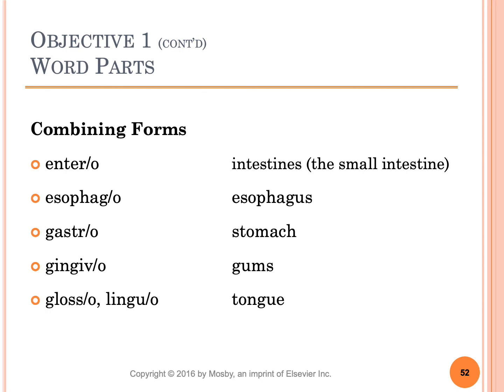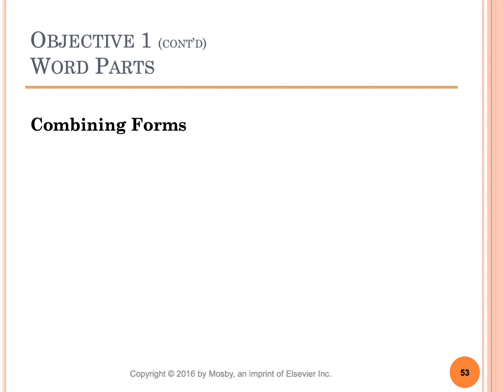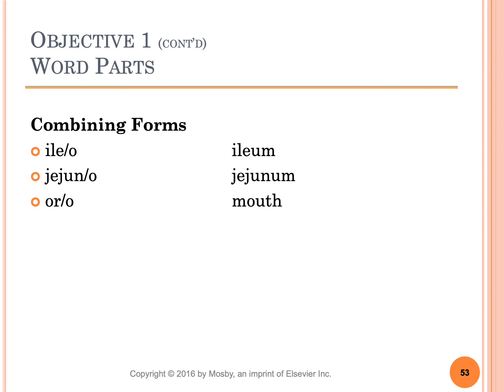Now, glosso or linguo is the word part for tongue. And hepato is the word part for liver. Additional combining forms. Ilio is the combining form for ileum. Remember, that is the most distal portion of our small intestine. The jejunum is jejuno, which is the middle portion of the small intestine. Oro is the word part for mouth. And pancreato is the word part for pancreas.